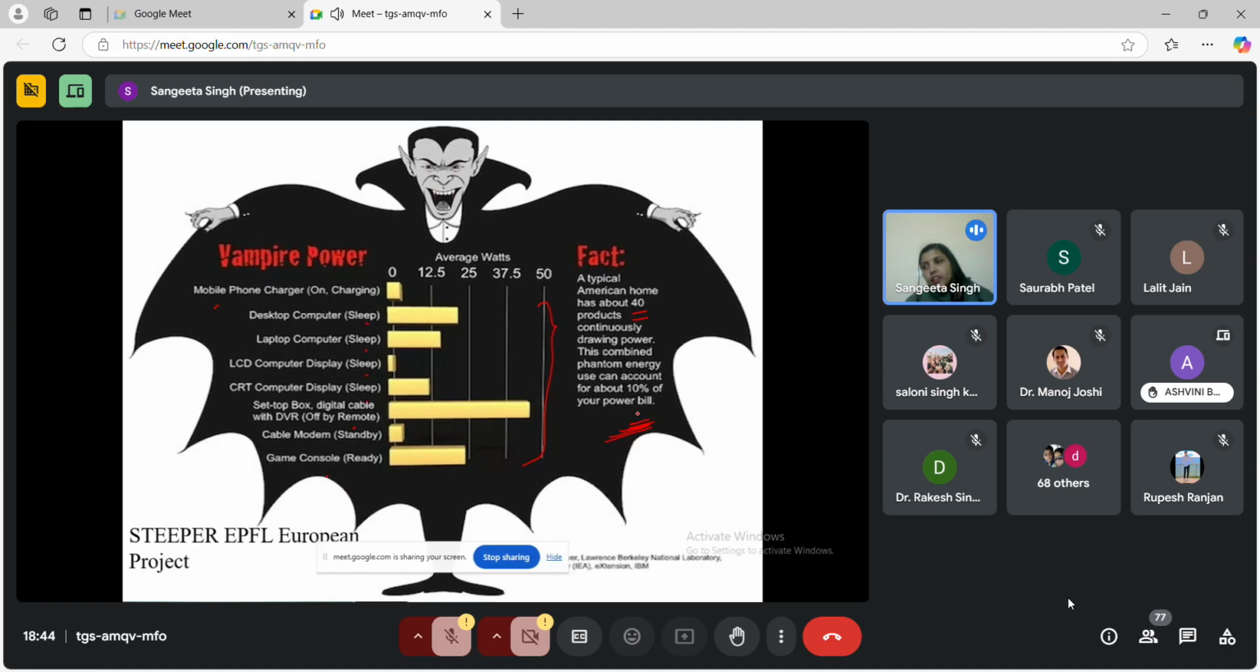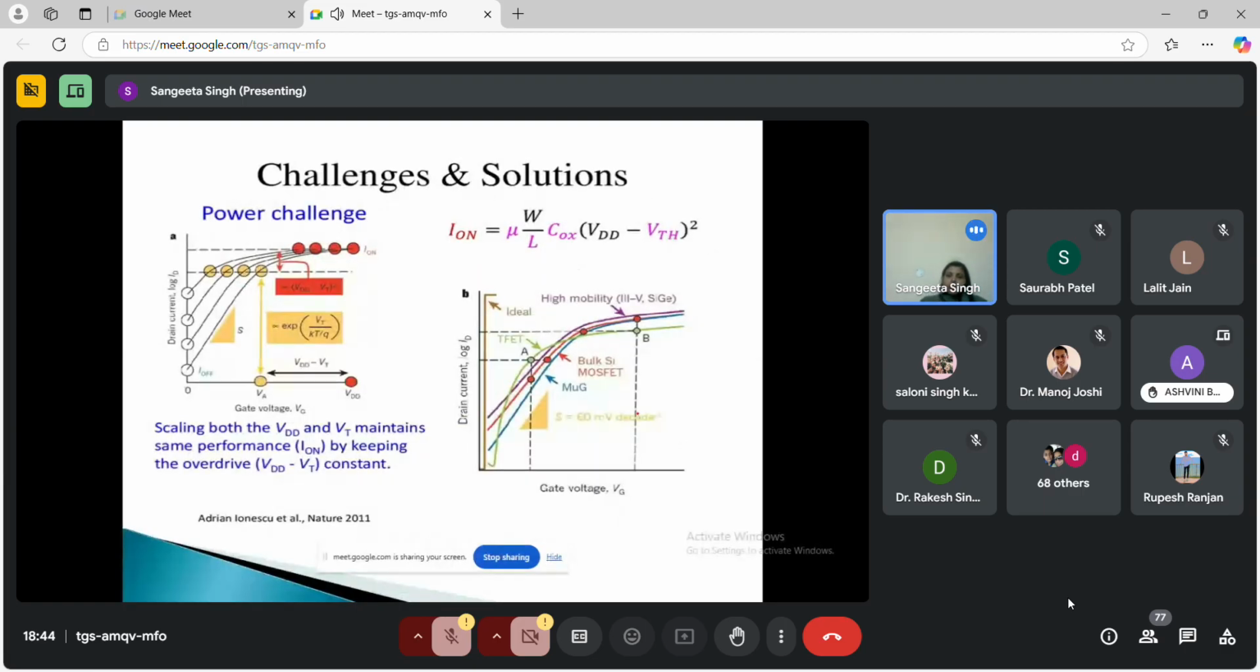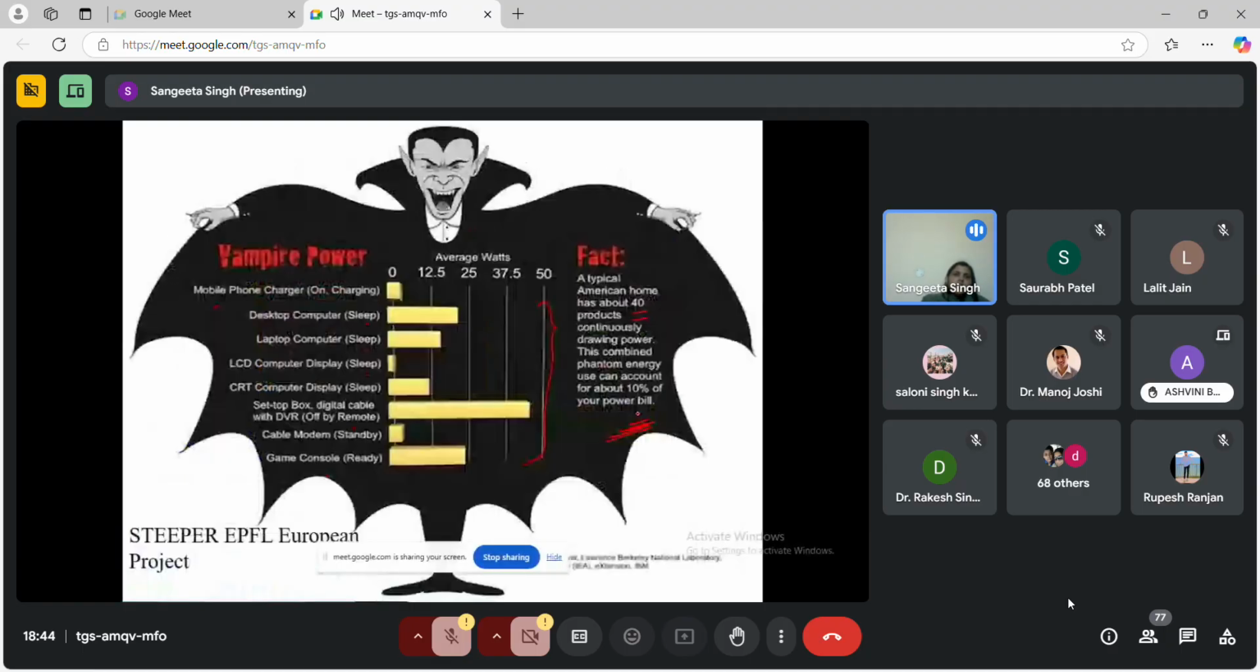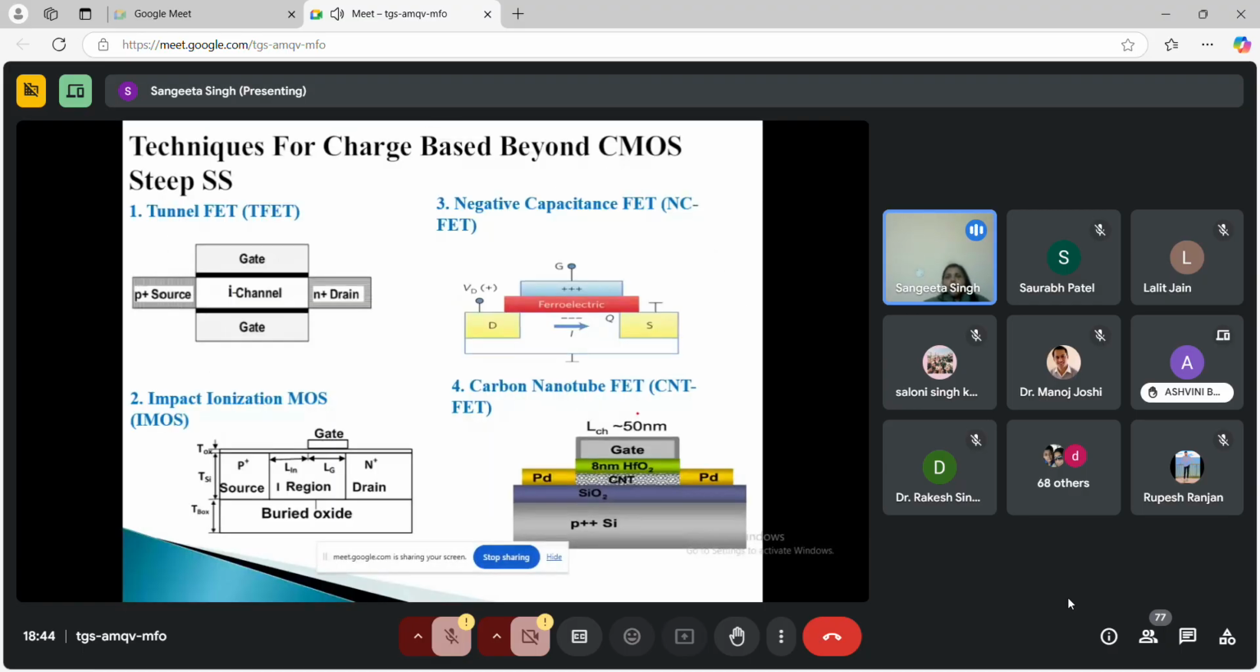I can also save my electricity bill. How much? By at least 10% of my net electricity bill. Right. So what are the approaches? How can I go beyond CMOS? Till now I talked about why I need to go beyond CMOS. Then I'll tell you what are the techniques to go beyond CMOS.